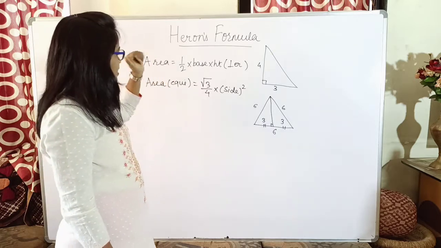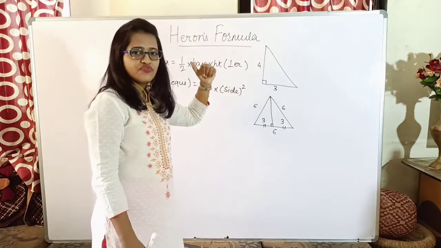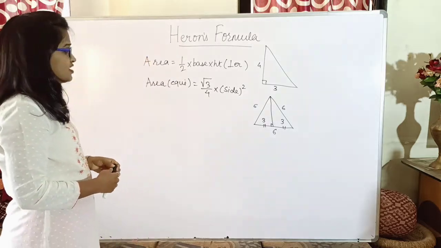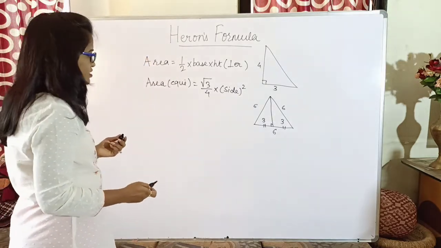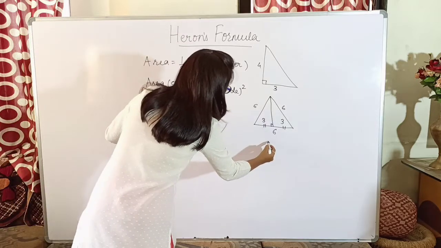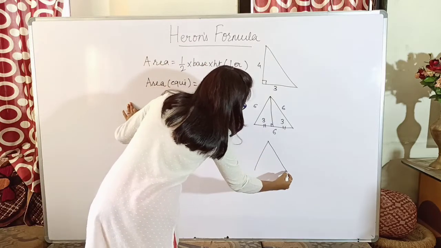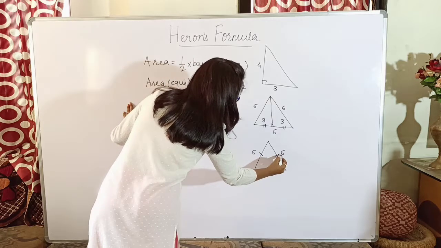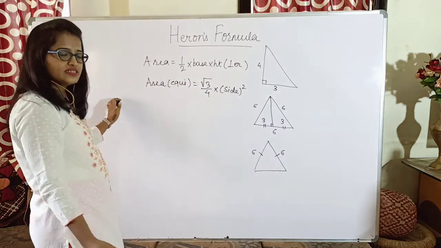So I know how to find the area of a right angle triangle, I know how to find the area of an equilateral triangle, which is another kind of triangle. Now, what if a triangle is an isosceles triangle? Isosceles, only two sides are equal. Again, let us take 6, 6, 6.